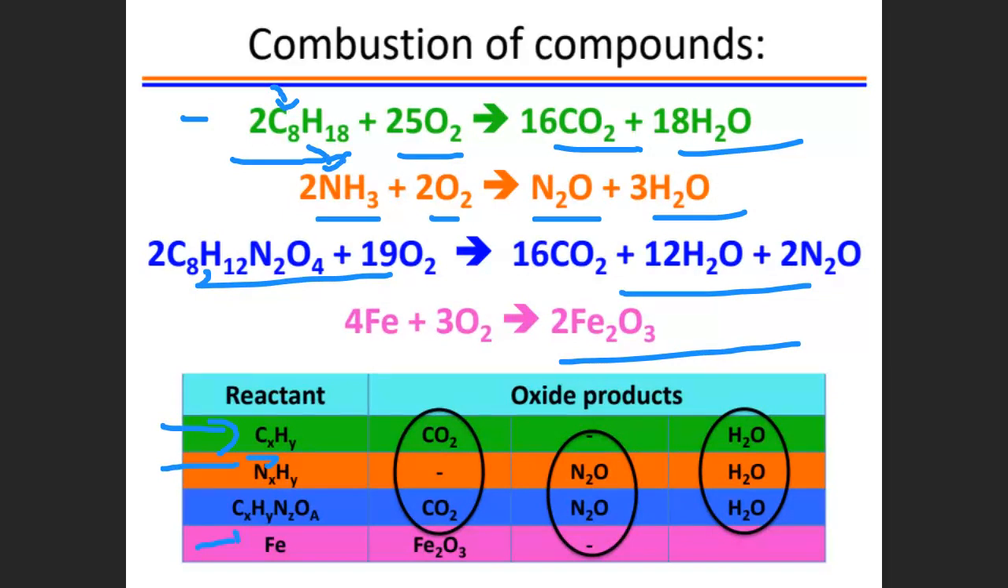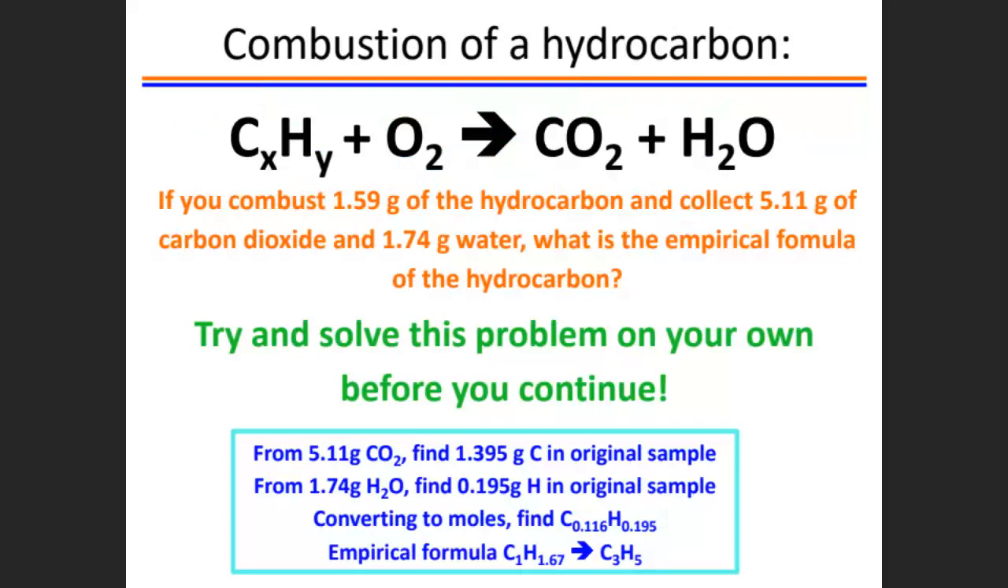Okay, let's see. Combustion of a hydrocarbon, CxHy plus oxygen. If you combust 1.59 gram of hydrocarbon and collect 5.11 gram of carbon dioxide and 1.74 gram of water, what is the empirical formula? In that case, first we have to find the grams, and then we can do the same thing, percent to gram and mole. So let's see what they do here.